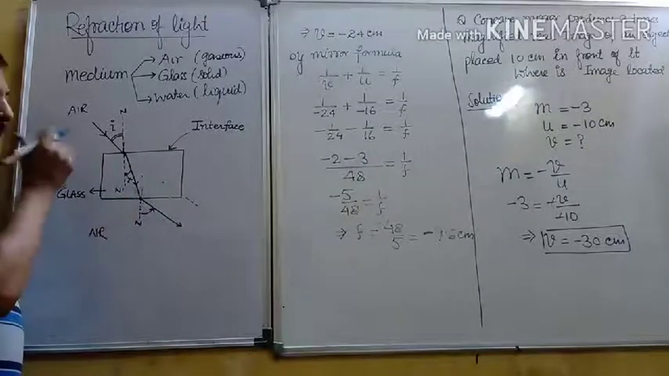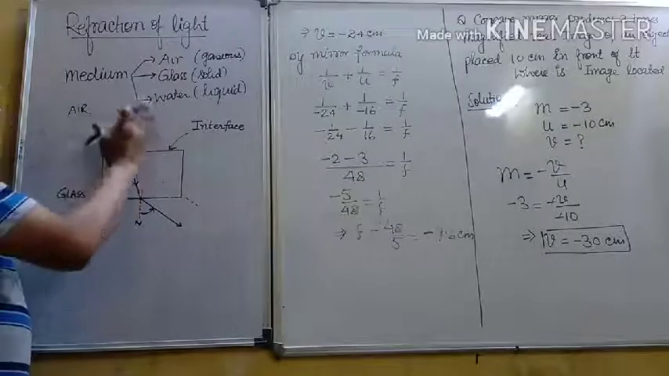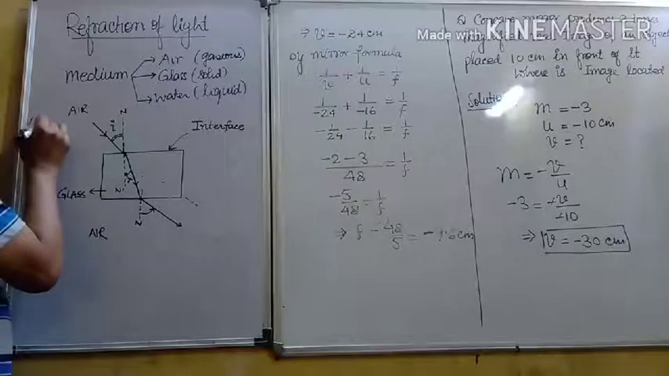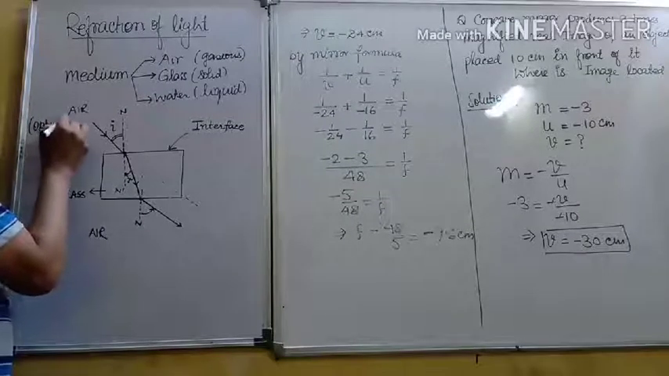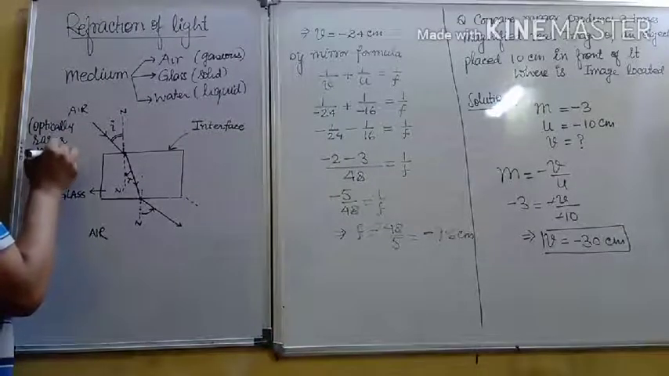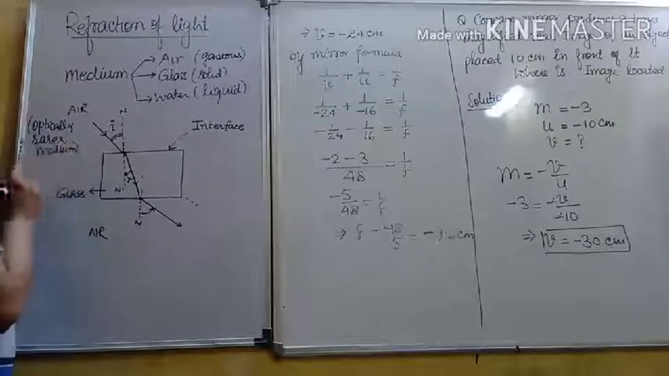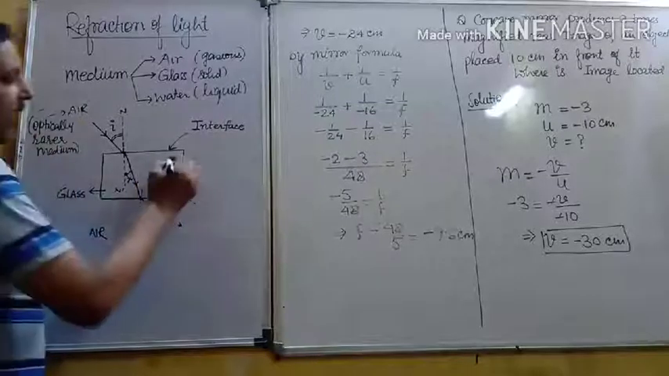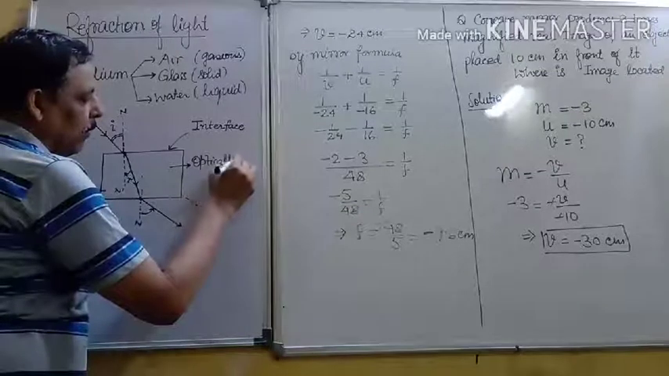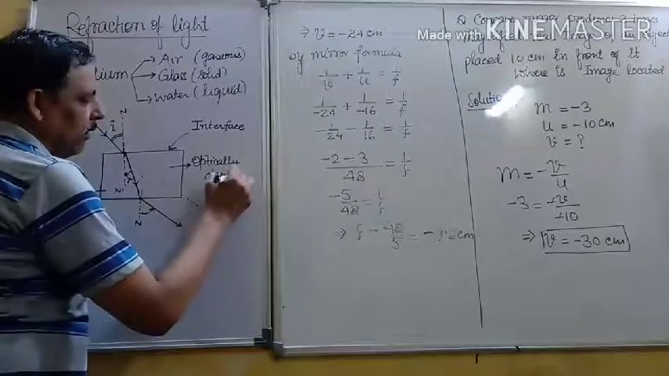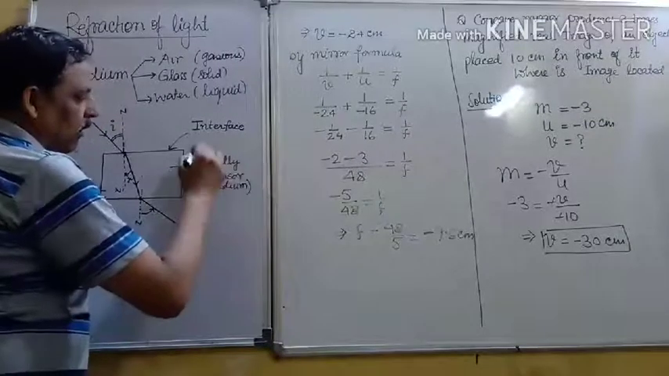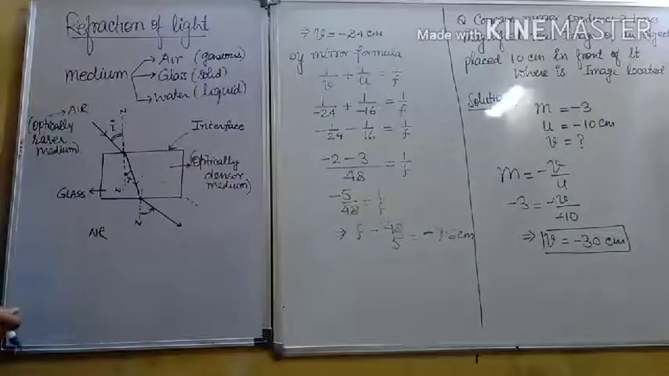We also call this medium, air, an optically rarer medium. What do we call it? Optically rarer medium, air. And glass we call optically denser. Optically denser medium. So you have to keep this in your mind always.